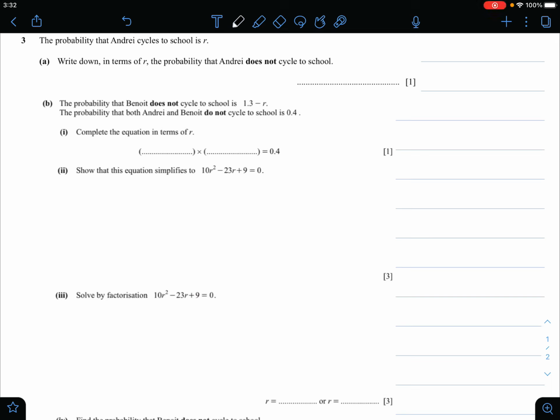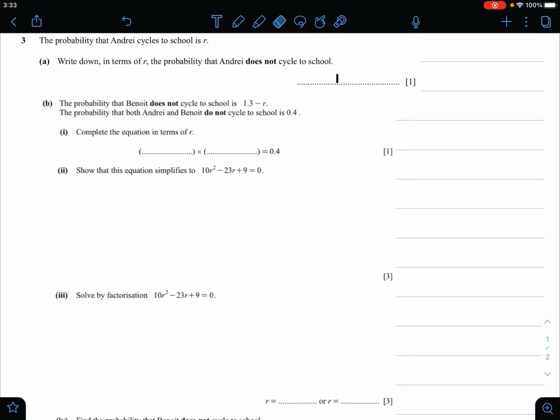Welcome to ANS Solver question 3 of this paper. So for part A, they are asking us to write down in terms of R the probability that Andrea does not cycle to school. So if the probability that she cycles is R, the probability that she doesn't cycle would be 1 minus R.